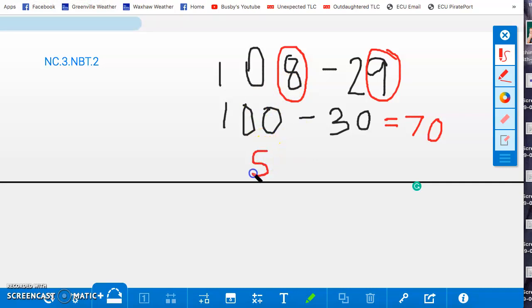That's the difference between 108 and 100. And then the difference between 30 and 29 would be 1. So we're going to subtract 1. We're going to add 1, my bad. And that equals 9. So there's 70 and 9, which equal 79.